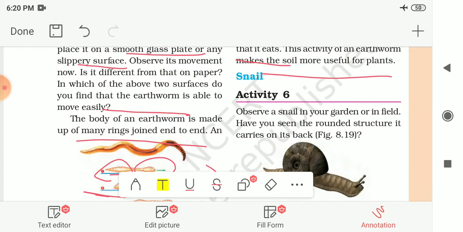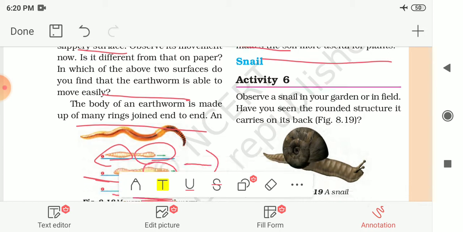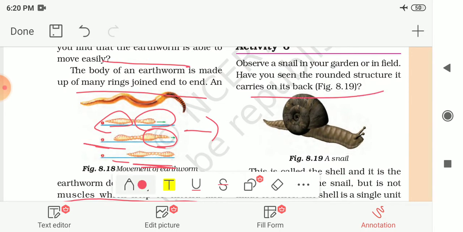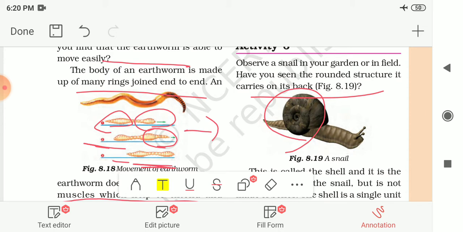Now the next animal is the snail. Movement in snail. For that, activity number 6 is given to you. Observe a snail in your garden or in the field. Have you seen the rounded structure it carries on its back like this? This is called the shell, and it is the outer skeleton of the snail, but it is not made up of bones.